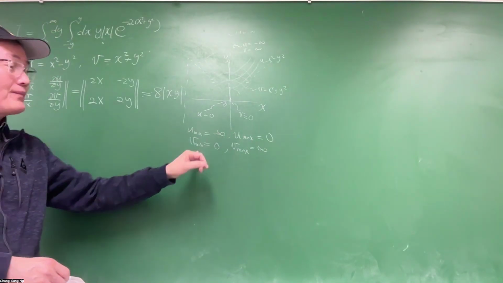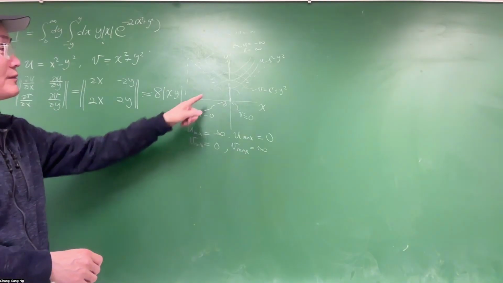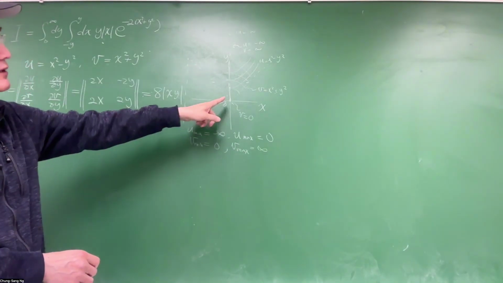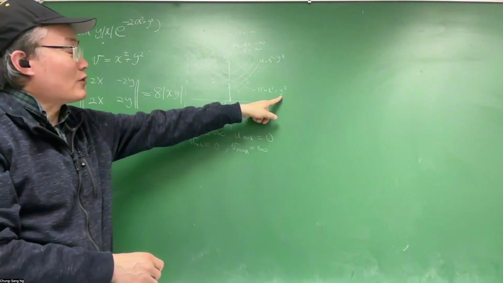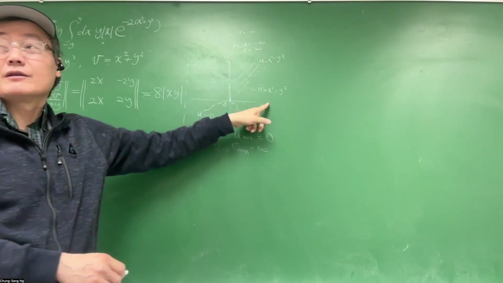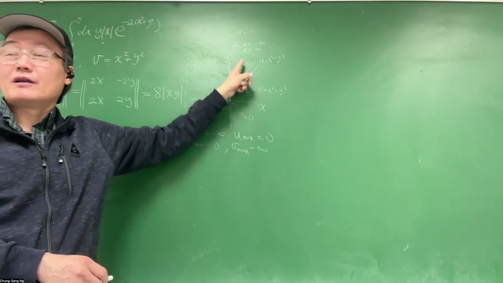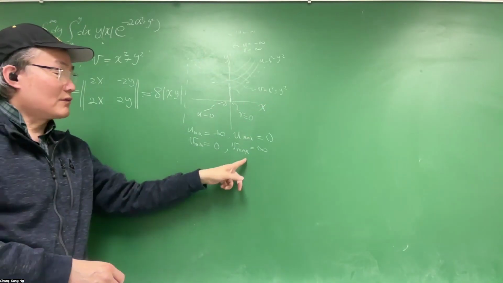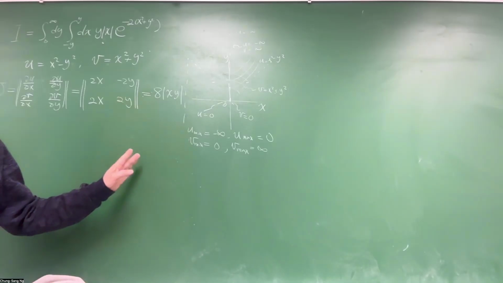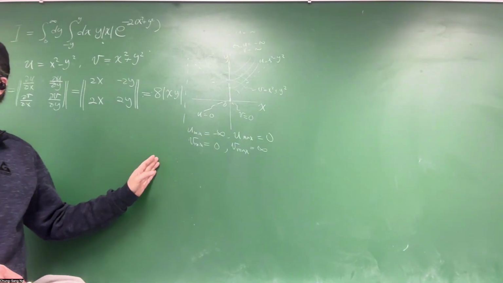Is that okay? And likewise for v, along the y-axis, x is 0. It's all positive. As you move up through all these circles, the value of v is increasing and goes to infinity. So v max is infinity. Okay.